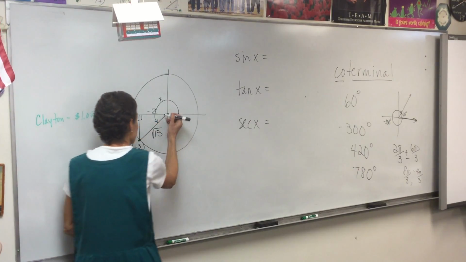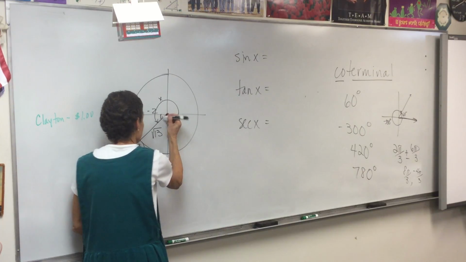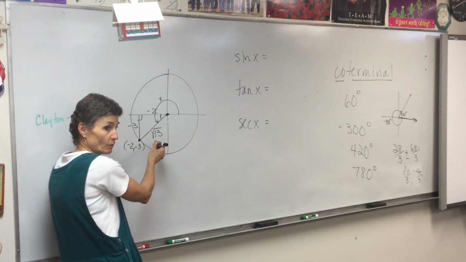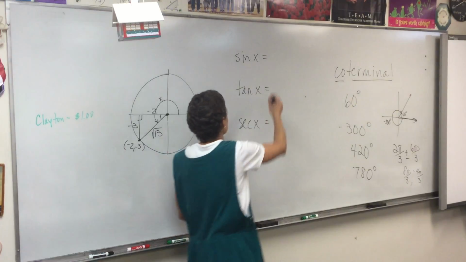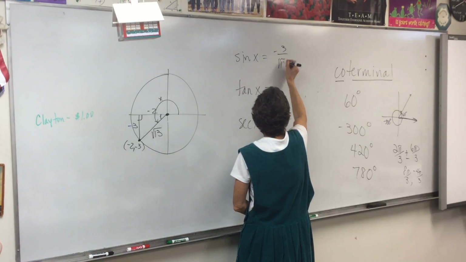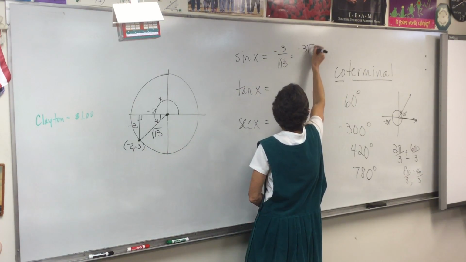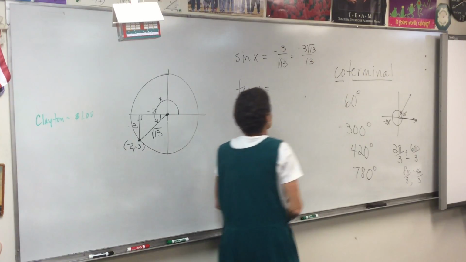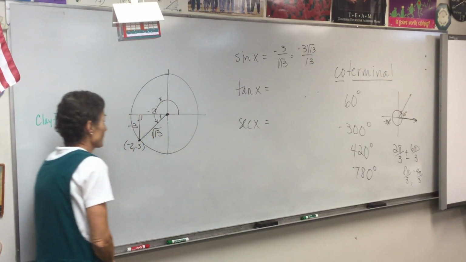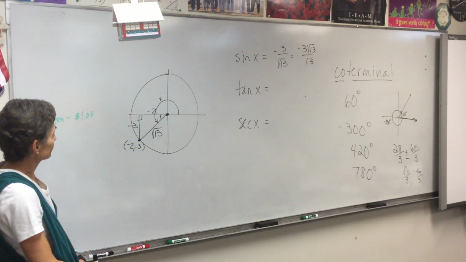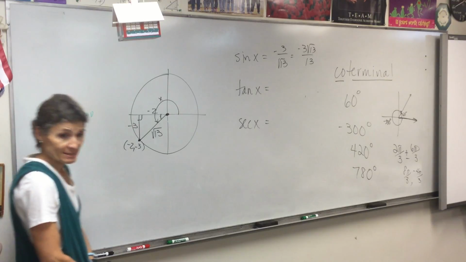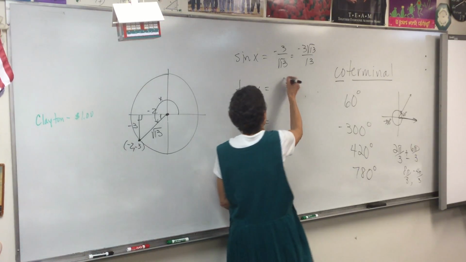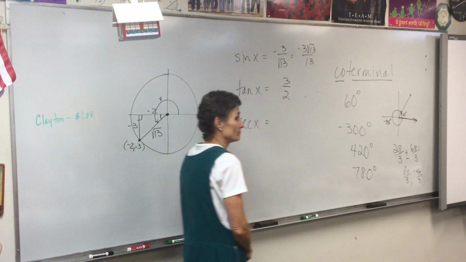What's the sine? Here, this is always the key angle right here, kids. So it would be -3 over root 13, or -3 root 13 over 13. What's my tangent? 3/2. Positive 3/2. The negatives cancel, right?